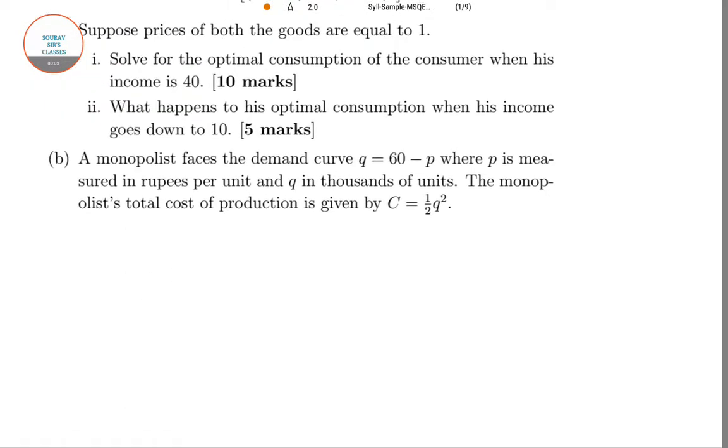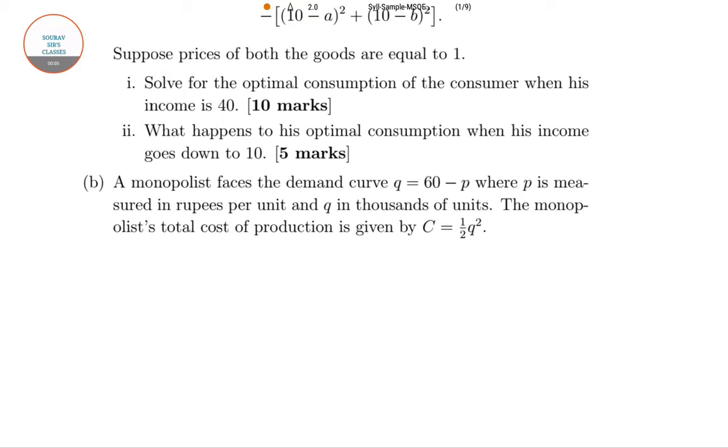So in today's video we'll be solving a question from MSQE, that is the ISI Economics Entrance Exam question for Master Degree. So in this question it is given that a monopolist faces a demand curve Q equals 60 minus P, where P is measured in rupees per unit and Q is in thousands of units. The monopolist's total cost of production is given by C equals half Q square.